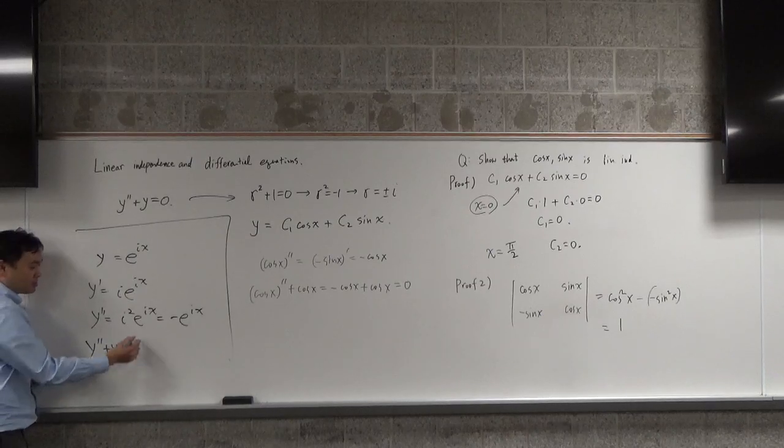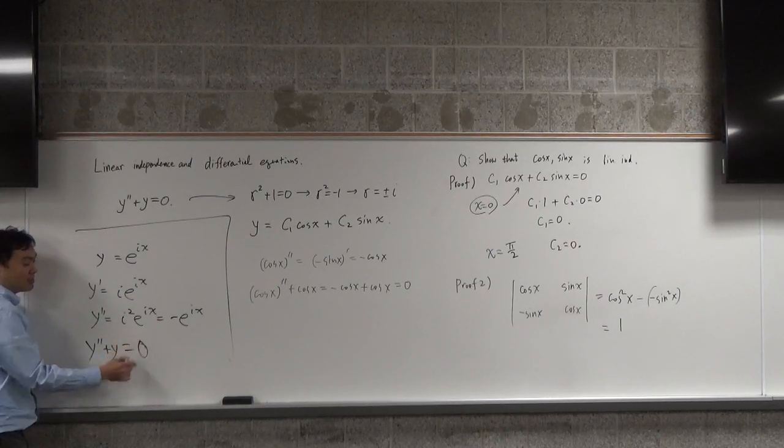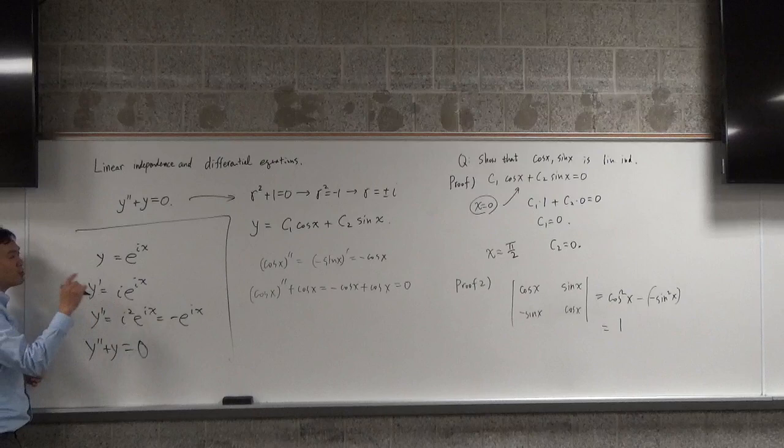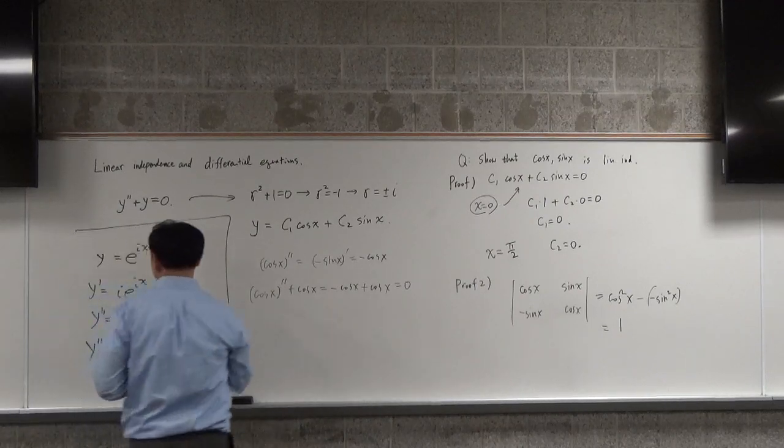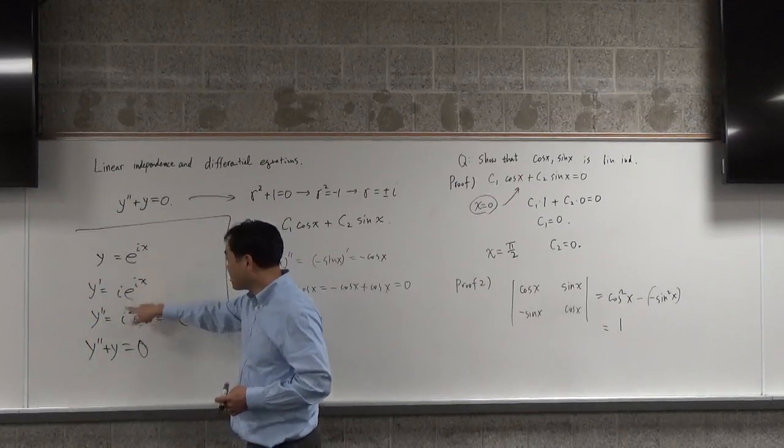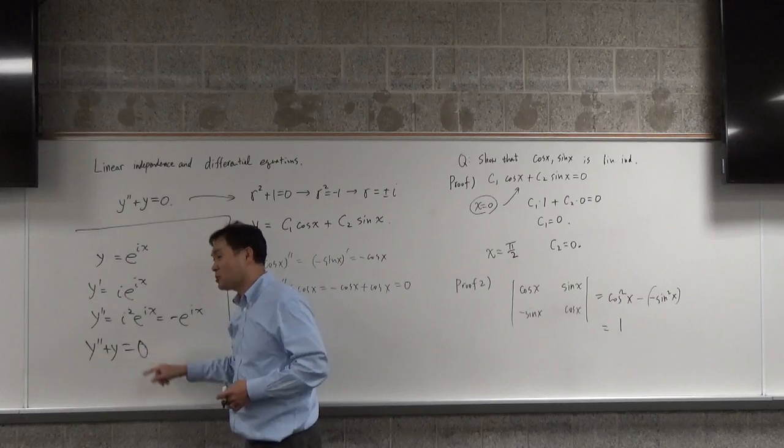0. What does that mean? It's linearly independent? No. If I take the second derivative and plug it in here, I get 0. What does that mean?